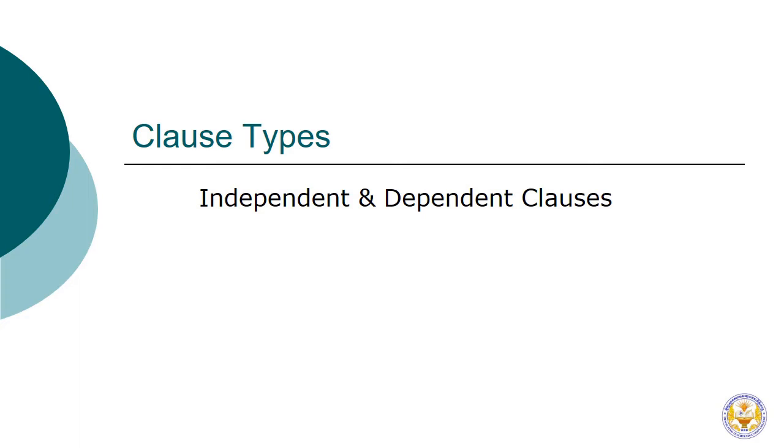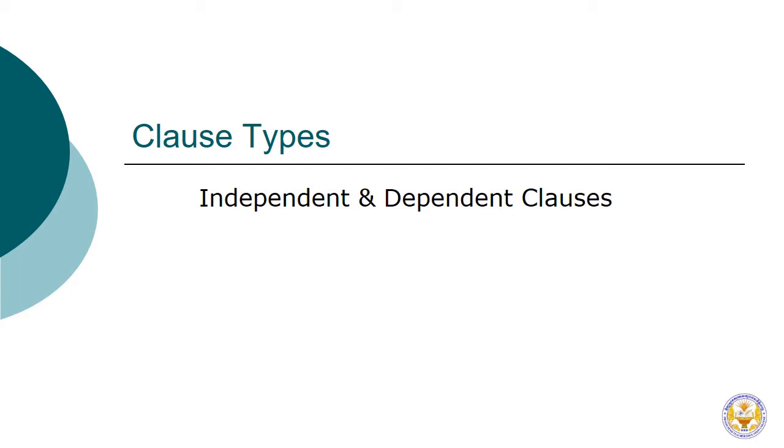So now let's talk about clause. You know simple sentence, you know compound sentence, but we did not discuss in detail complex and compound-complex sentence. In order to understand them, you need to understand what a clause is. A clause is a group of words that contains a subject and verb, and sometimes it is independent, sometimes it is dependent.